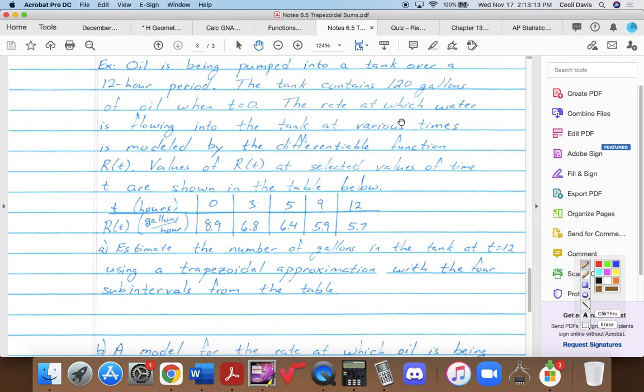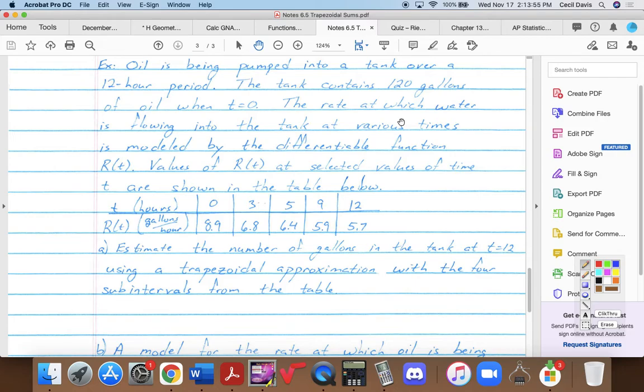The rate at which water is flowing into the tank at various times is modeled by the differentiable function r of t. Values of r of t at selected values of time t are shown in the table below. So at time 0, water is flowing into a tank at 8.9 gallons per hour, and it at least appears to be slowing down. We don't know that it doesn't speed up and slow down, etc. So estimate the number of gallons in the tank at t is equal to 12 using a trapezoidal approximation with 4 subintervals from the table.